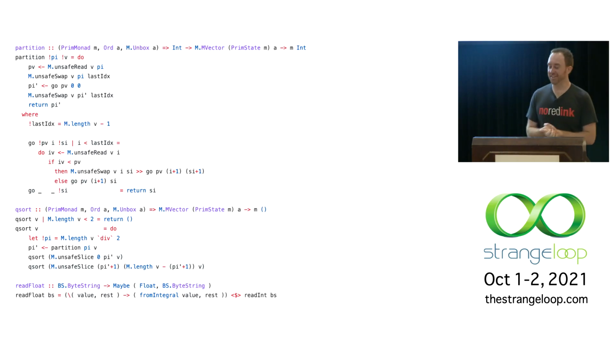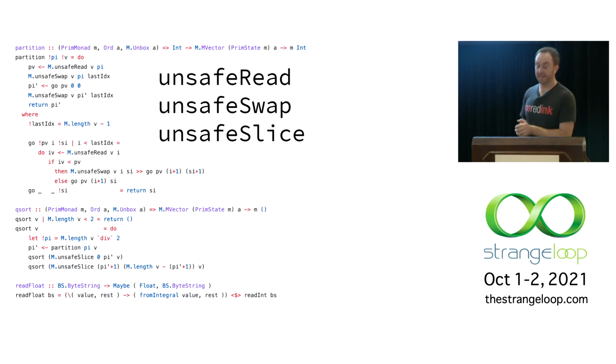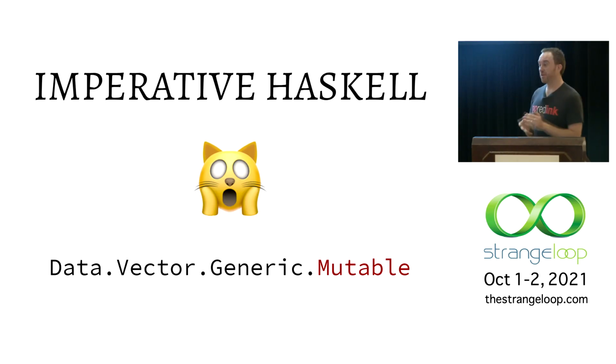But beyond the conciseness delta, there's a much more concerning issue, which is that I'm just going to highlight a couple of function calls we have in here. Based on their names, you can guess why I might be concerned. Unsafe read, unsafe swap, and unsafe slice. Those don't sound safe based on the names. And indeed, if you look at what they're actually doing, this is imperative Haskell. We are actually literally doing Data.Vector.Generic.Mutable, and we're in a pure functional language, or theoretically pure functional. We're actually doing direct in-place mutation, and just hoping nobody notices.